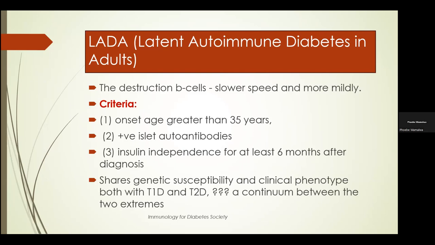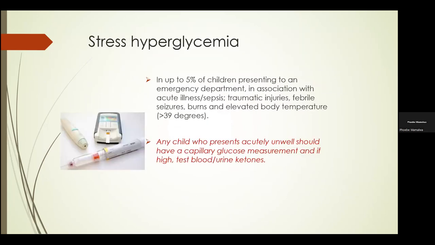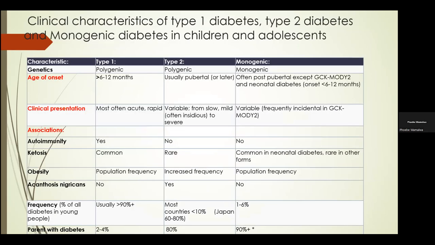Then we have stress hyperglycemia occurring in children presenting with acute illness and febrile illnesses, usually in around 5% of children presenting to an emergency department. So it's always good to check the sugars for any child who's acutely ill. So what is the difference now between these three types of diabetes that we have said?